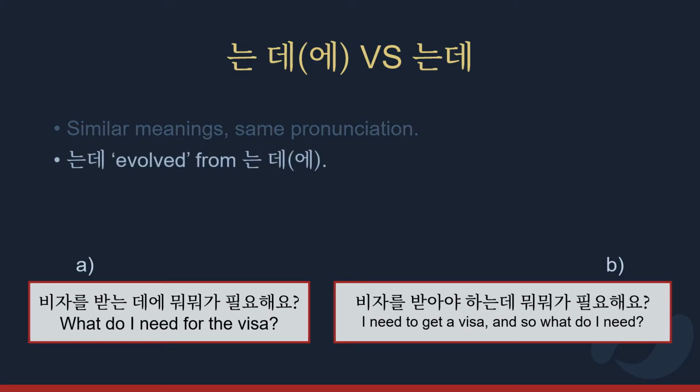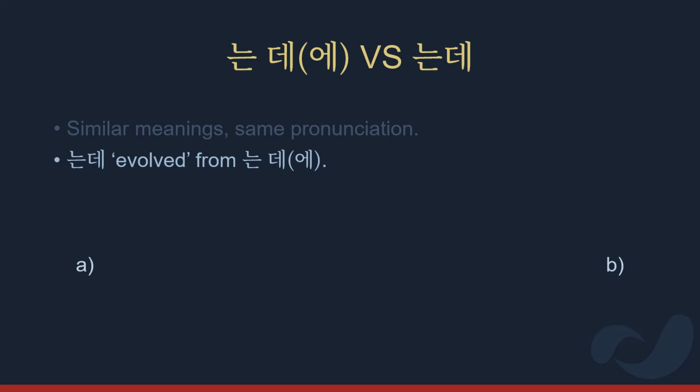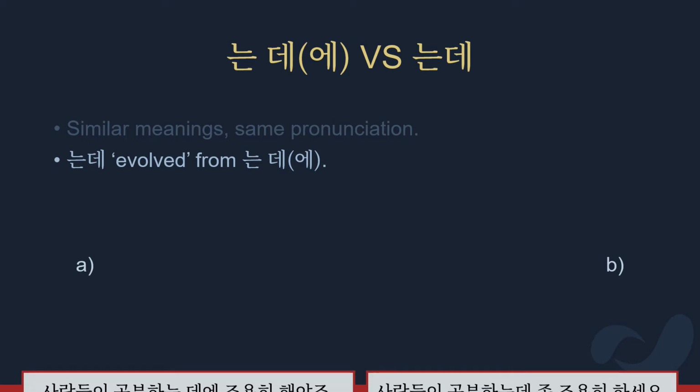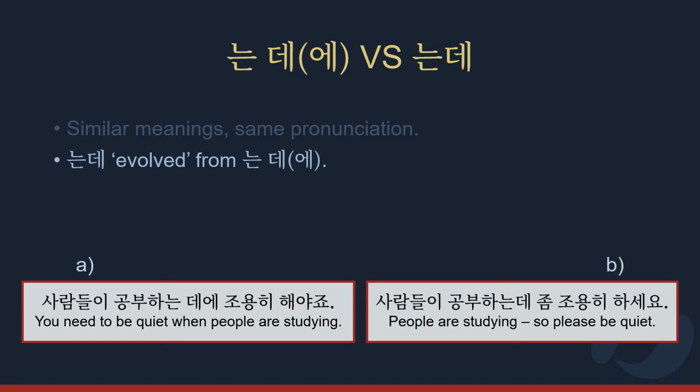The two are so similar because nunder evolved from nun space there. That is, there was used to represent situations and then became a clause connector which presents background circumstances. Let's look at another example.